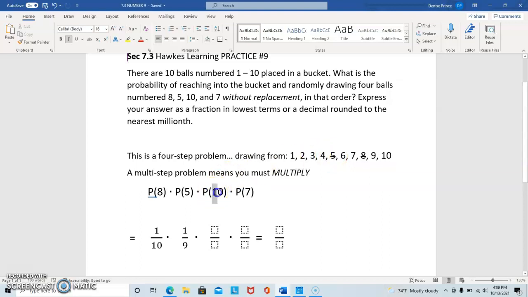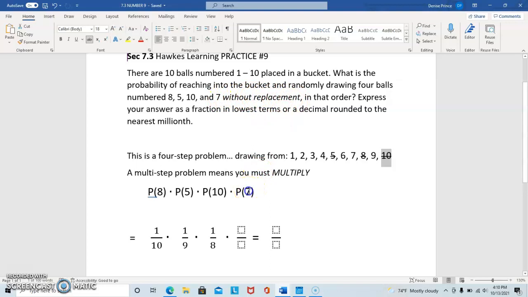Now, what's the probability of drawing a 10? Well, how many 10s are in the bucket? Turns out there's only 1 10 out of how many balls altogether? 1, 2, 3, 4, 5, 6, 7, 8. We're now down to 8 balls left in the bucket, and we are going to remove that 10. You imagine that you actually drew the 10, and now you leave it out because it says without replacement.